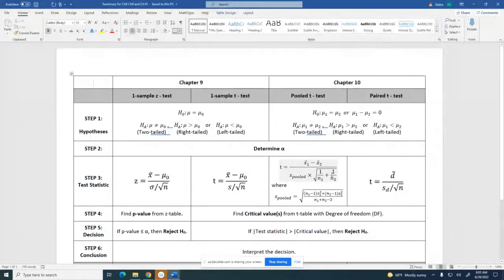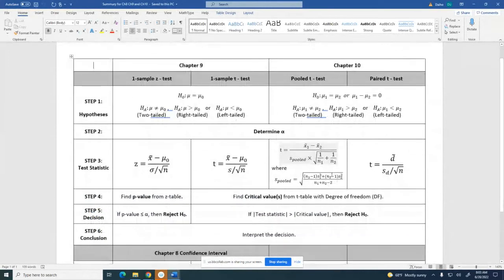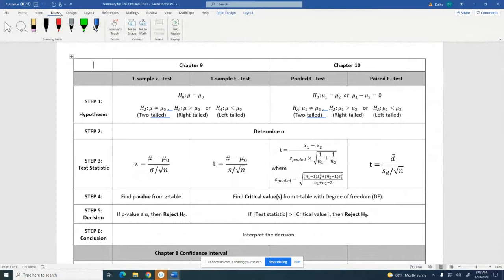Okay, I'm sorry. Yep, here's a summary. Here's a summary, chapter 9. Additionally, 10 and 8. And 8 is at the bottom. It's for the confidence interval. So we finished chapter 8 and 9. But let me summarize chapters 8 and 9.